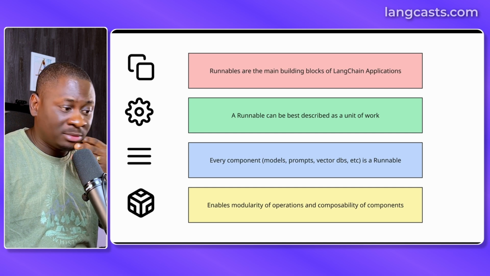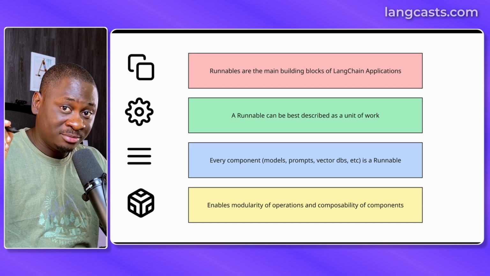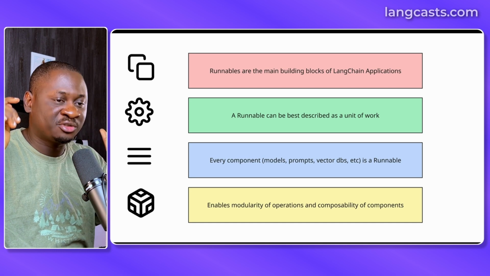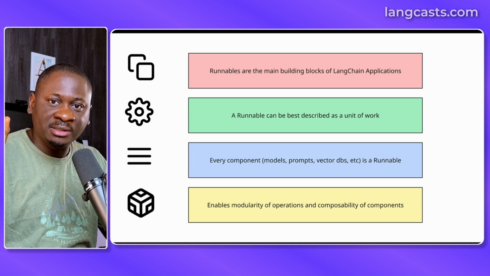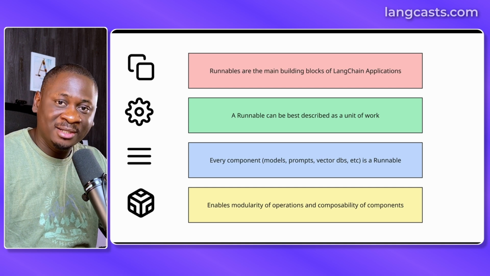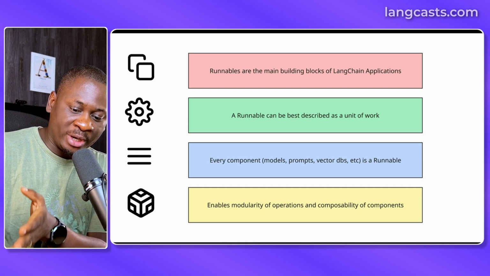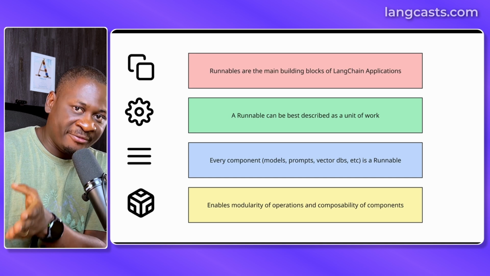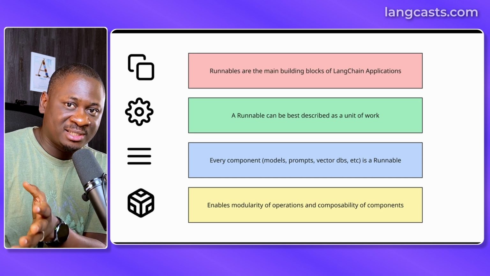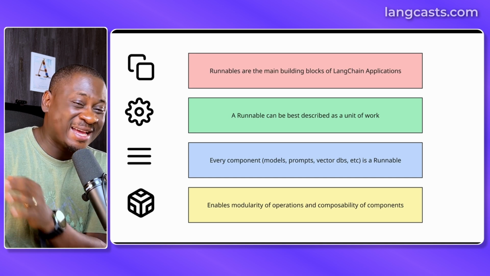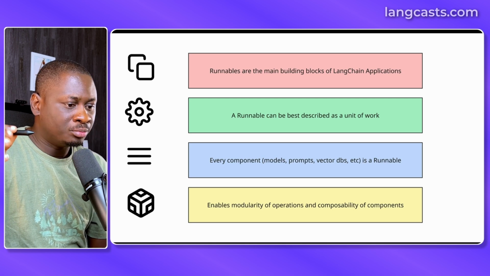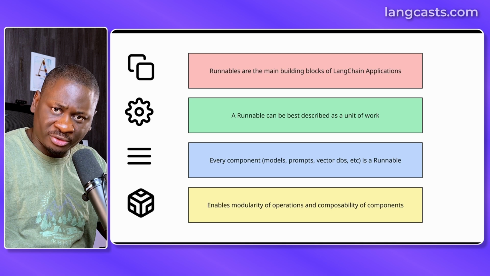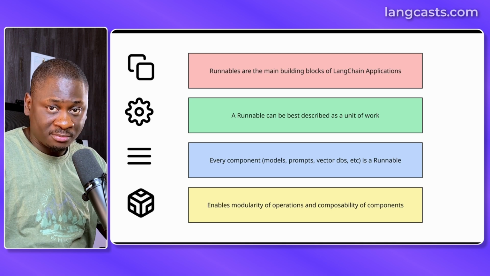Then also, every component in LangChain is a runnable. LangChain treats everything as a runnable. Runnable is the native LangChain data type. I like calling it a data type. I don't know why, but it is the native way LangChain sees every abstraction, every component, everything in a chain. It sees it as a runnable. So all the components that come out of the box with LangChain are all runnables by default.